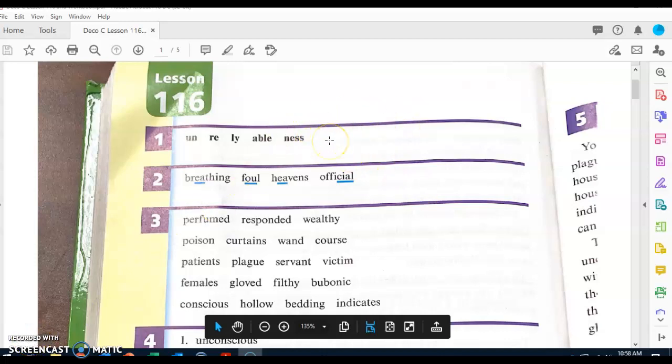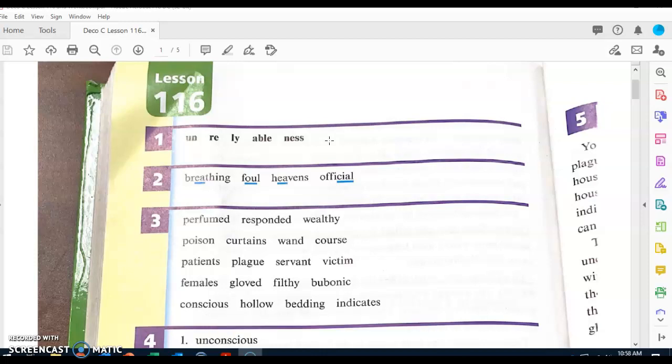Today we're going to be working on lesson 116. Let's go ahead and begin with part 1. Touch the letters UN. What's one meaning of un? Not. Touch the letters RE. What's one meaning of re? Again. Touch the letters LY. What's one meaning of ly? How something happened. Touch the letters ABLE. What's one meaning of able? Able to be. Touch the letters NESS. What's one meaning of ness? The state of being something.